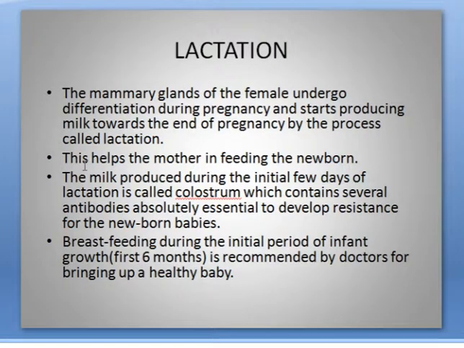And finally, lactation. So the mammary glands of females will start producing milk, and this process is called lactation. This will help the mother in feeding the newborn. The milk that is produced in the initial days is called colostrum, and it is very important for the newborn because it has several antibodies which are responsible for developing resistance in newborn babies. And breastfeeding during the initial period of infant growth, that is the first 6 months, is recommended by doctors, and this will help in bringing up a healthy baby.